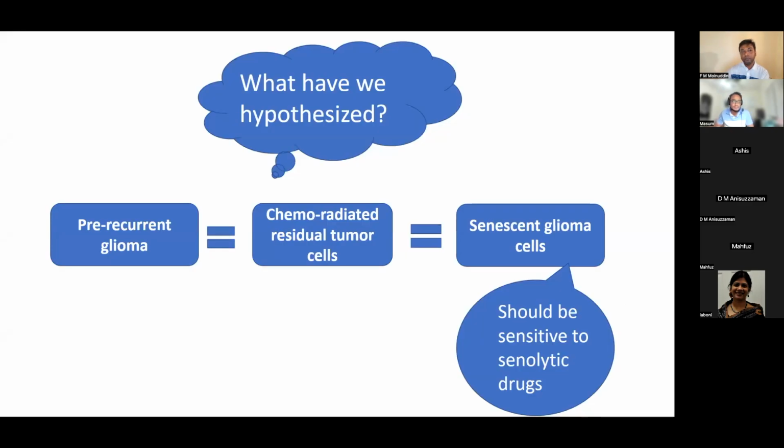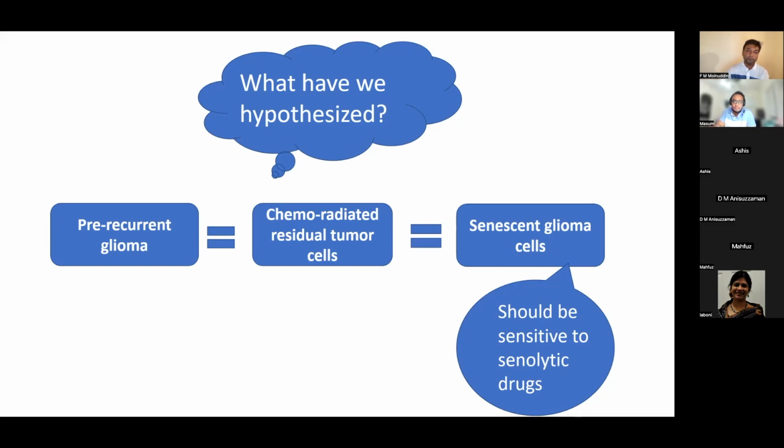Our hypothesis is that in this pre-recurrent stage, due to chemoradiation, the residual tumor cells stop dividing. That means the chemoradiated residual tumor cells don't divide for a period of time, and we define this state as senescence. We know that senescence is a state of a cell when the cell stops dividing, but at the same time, it has some mechanism to survive. And our tumor cells don't follow the textbook rules.